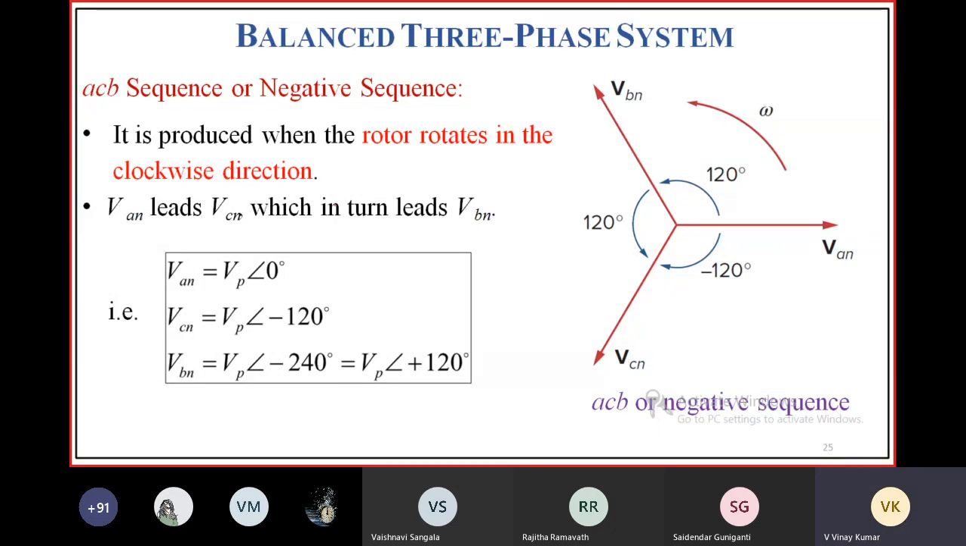So here, you know all these things, right? VP at an angle 0 degrees, VP at an angle minus 120 degrees, VP at an angle minus 240 degrees, that is VP at an angle plus 120 degrees, as VCN leads VAN by an angle 120 degrees.